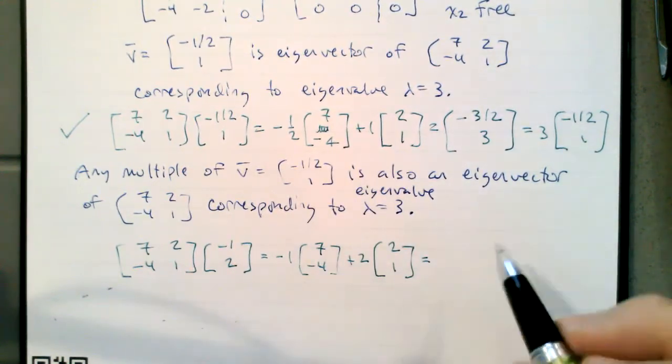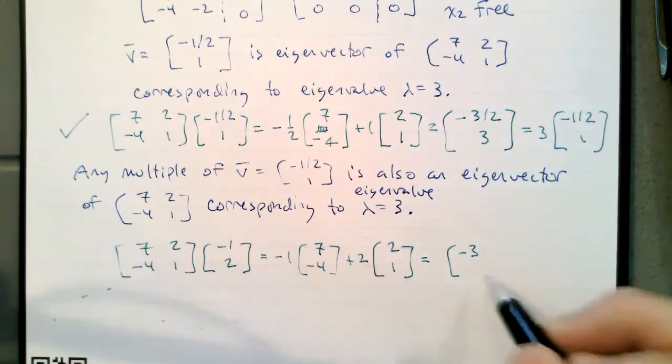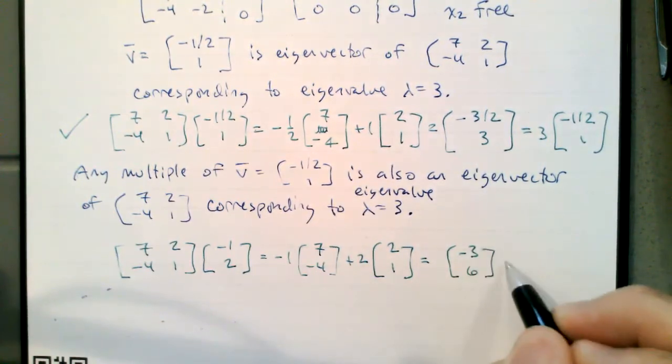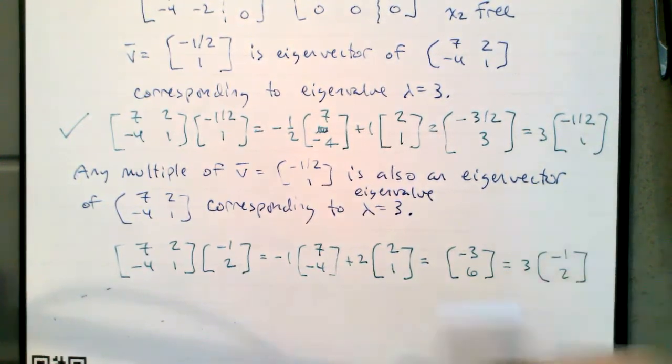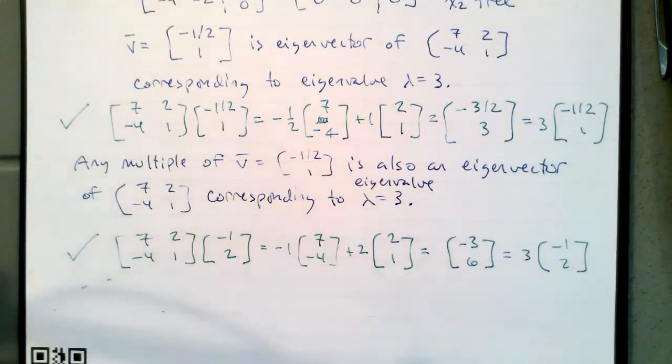So we got -7 plus 4 is -3. 4 plus 2 is 6. And so this is still 3 times what we started with, -1, 2. Still checks out. So in that way, we can think of -1/2, 1 as a basis for the eigenspace of the matrix A corresponding to eigenvalue lambda equals 3.